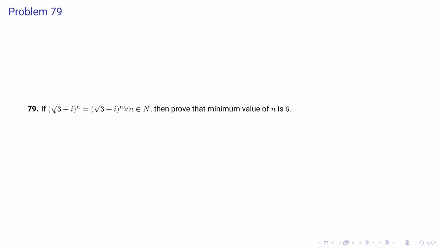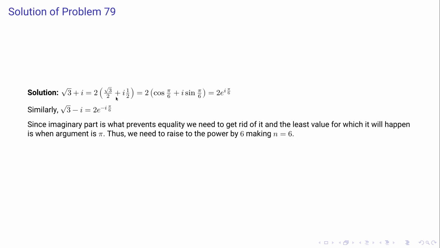Problem 79 says that if root 3 plus i to the power n is equal to root 3 minus i to the power n, where n is a natural number, prove that the minimum value of n is 6. So we can write root 3 plus i as 2 into root 3 by 2 plus i into 1 by 2, which is 2 into cos pi by 6 plus i sin pi by 6. So we get 2 into e to the power i pi by 6. Similarly, root 3 minus i would be 2 into e to the power minus i pi by 6.